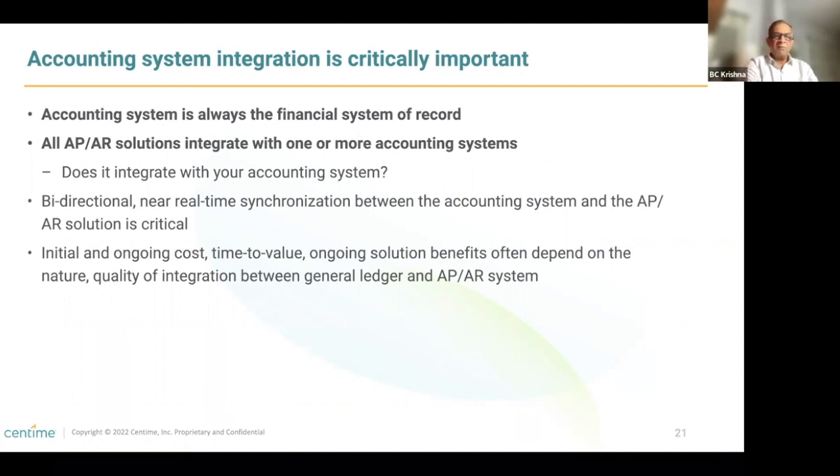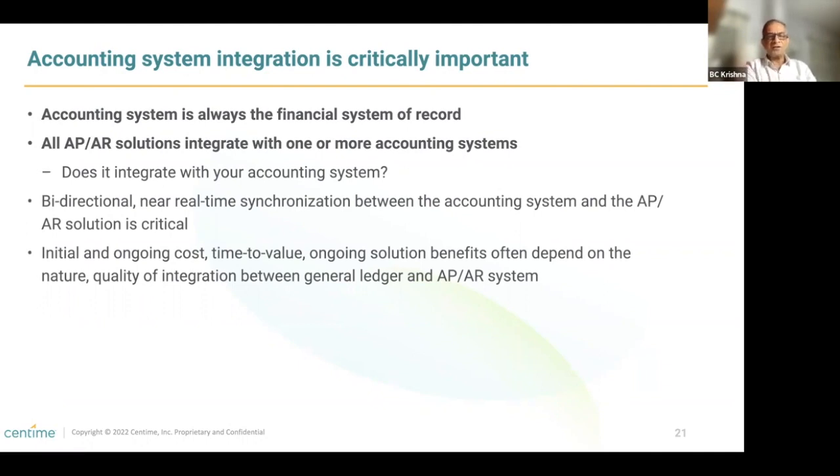success and failure. Bidirectional, near real-time synchronization between the accounting system and the AP/AR solution is not only critical, it is expected. If you're going to post cash to the general ledger as part of a receivables process, you want that cash to be reflected immediately. If you're going to make a payment against an open invoice, you want that payment to be posted against the open invoice immediately. There's no point in having some lag take place between those two.